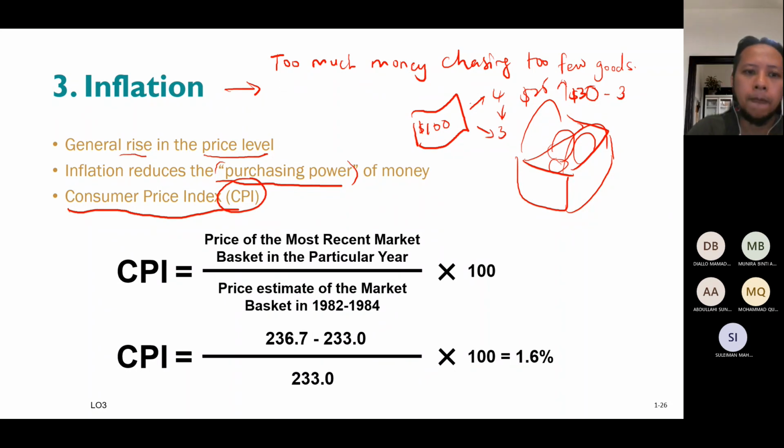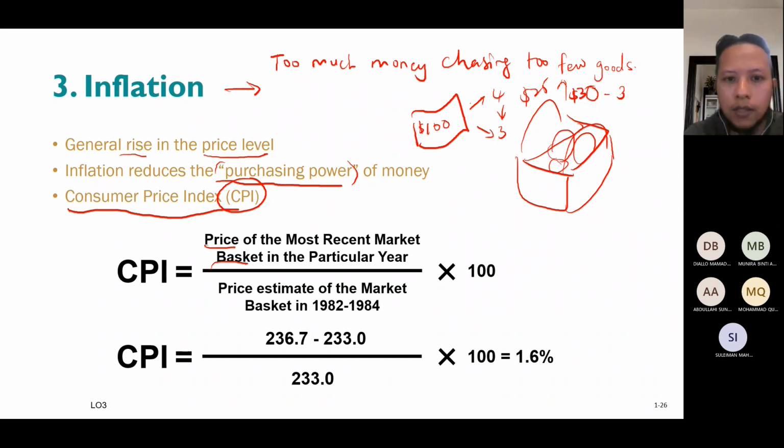So how do they calculate this? Usually the responsible agencies do it. In the case of Malaysia, we have the Department of Statistics. What they do is they go to the market and see what the prices of goods are. They take the common things that people buy in the market and put them in a basket. Then they see the price of each good and the price of this basket.